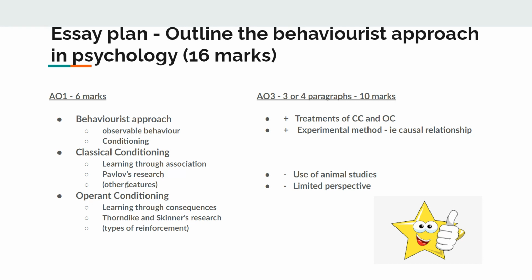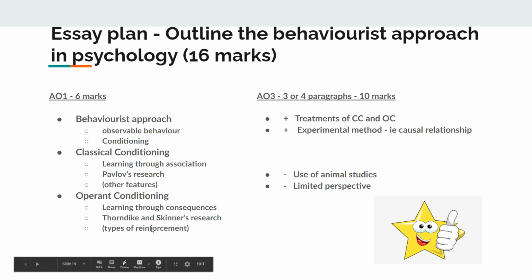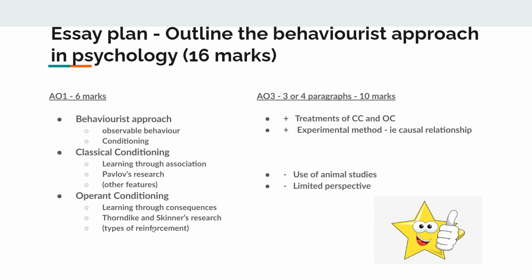There are those other features as well, to do with timing and extinction and so on, but I think in reality you wouldn't really have time to talk about those as well, because you've only got 6 marks worth here across all aspects. So really learning through association, Pavlov's research, trying to get those terms in and explain what classical conditioning means. Then move on to operant conditioning, learning through consequences, and talk about Thorndike and Skinner's research. Again, you've got all the different types of reinforcement which are important, so you'd have to judge how much you're able to fit in there, really.